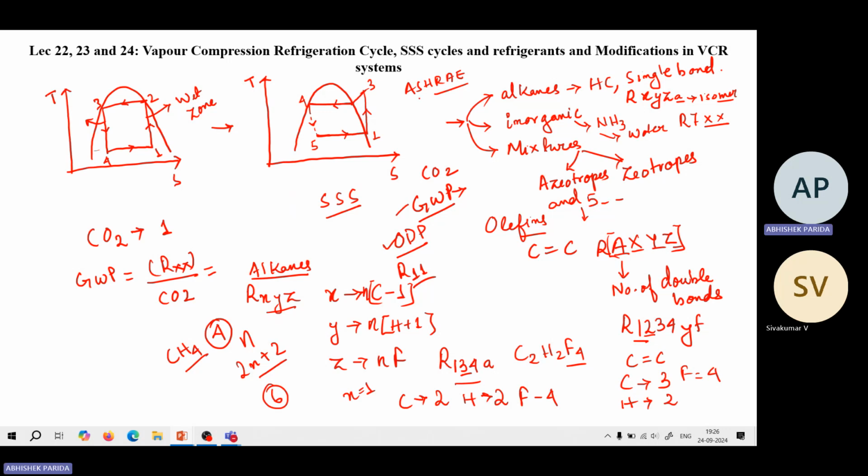So from this table, for example, if I say 514, this corresponding 14 will tell you which 2 compounds are mixed in what ratio to form this azeotrope, and the azeotropes will be the 500 series. So these were all discussed in lecture number 23, and in lecture number 24, we discussed the different types of modifications.